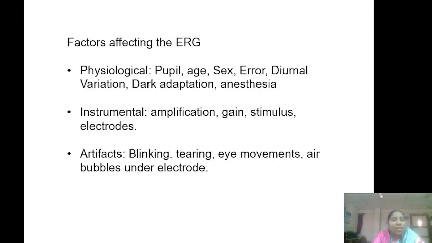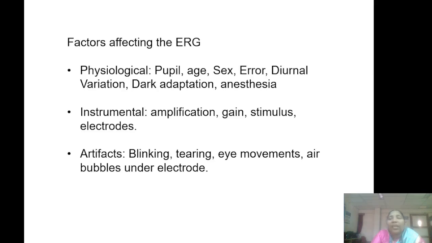And what are the factors which affect the ERG? Physiological factors like pupil dilation or constriction affect the ERG, because we place the electrodes over the pupil to record the ERG signal. Then age: as age progresses, in older people there will definitely be pigment formation, particularly in the cornea of the eye. This leads to blurred vision, so we have to give some treatment to overcome it. So age is also a very important factor which affects the ERG.